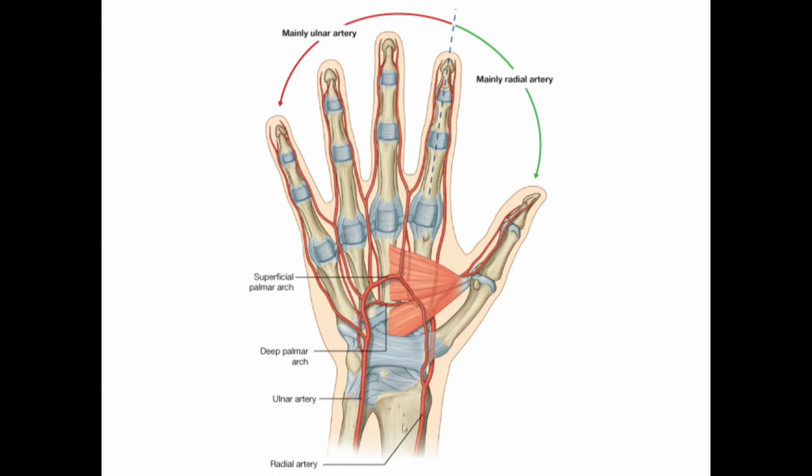And as I mentioned, mostly the radial artery is supplying the thumb. As you see here, branches are coming to the thumb, and the lateral part of our index finger. And the ulnar artery is supplying the other, like the medial surface of the index finger and the other digits that are left. Okay?